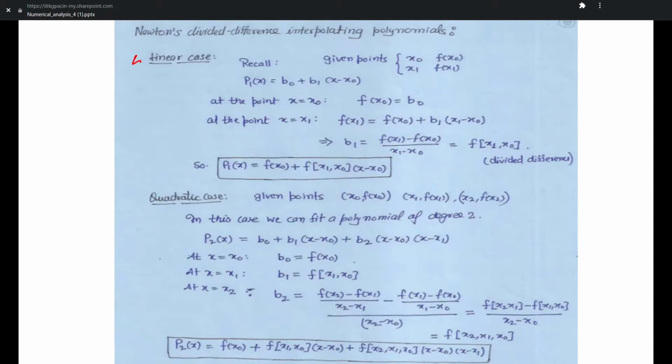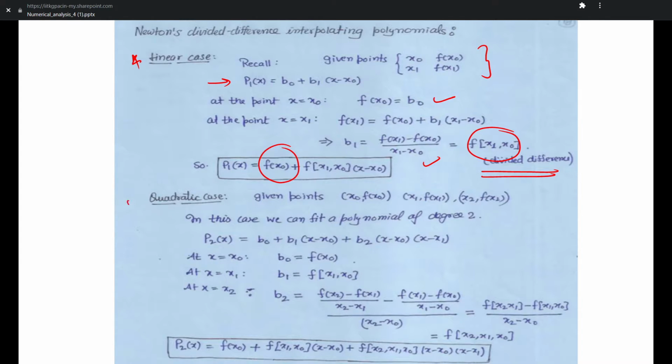Let us first consider the linear case. So let us first write a linear equation, p1(x) equal to b0 plus b1 times (x minus x0), and we are given two data sets for the linear case. By substituting the data sets, we can obtain the values of b0 and b1. From the expression of b1, it is clear that this is nothing but the first divided difference. So we are going to substitute b1 with this term and b0 with this term.